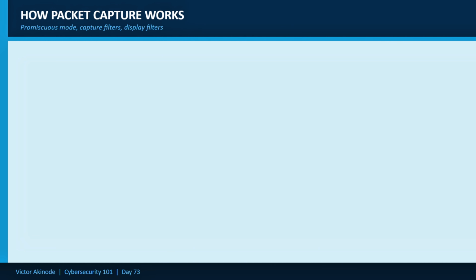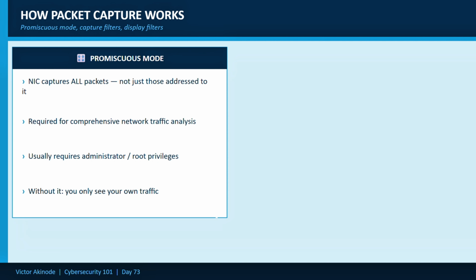Now let's consider how packet capture works, that is the basics of packet capture. The first thing we'll consider here is the promiscuous mode, and this is where the network interface captures all packets and not just those destined for it. It is required for comprehensive traffic analysis, and it usually requires administrative privileges to enable. So without it, you only see your own traffic.